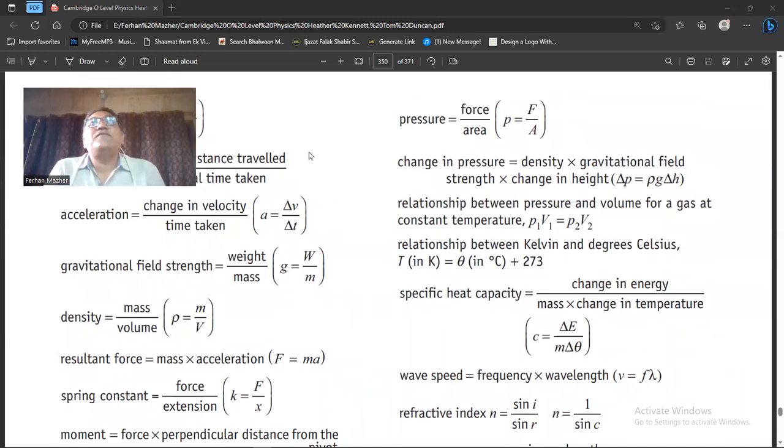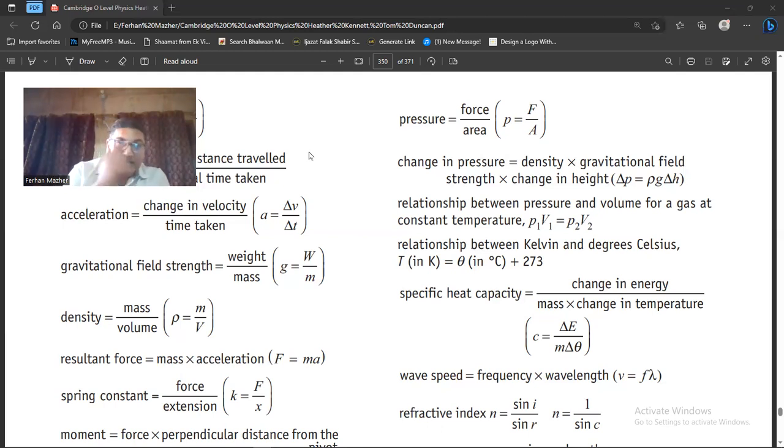If you have a gas and its mass is kept constant and its temperature is kept constant, then we apply this formula: P1 V1 equals P2 V2. It means that the pressure and the volume of the gas, if the temperature and the mass are kept constant, are inversely proportional to each other. That's why we have this famous formula P1 V1 equals P2 V2.